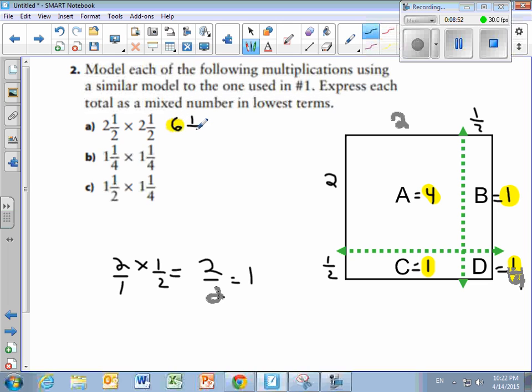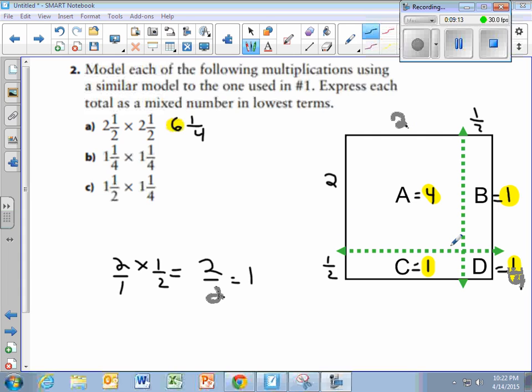Okay, so I've done a couple of examples for you. What I'd like you to do now is to do B and C on your own, the exact same way that I showed you today. If you need to go back and play the video over again and you're not sure how to use the area model, come back, play it again until you get it.